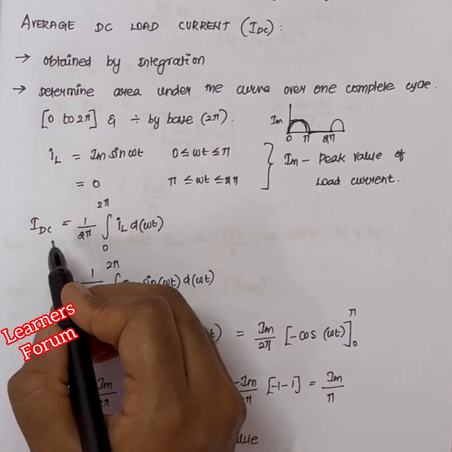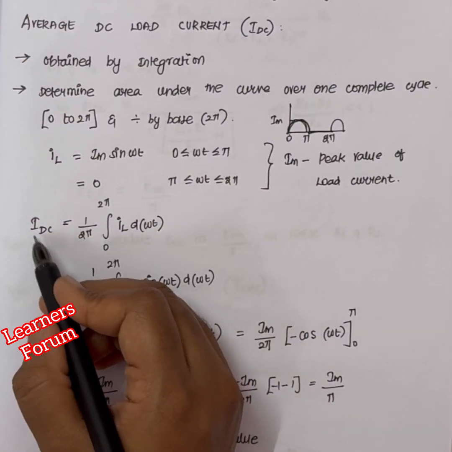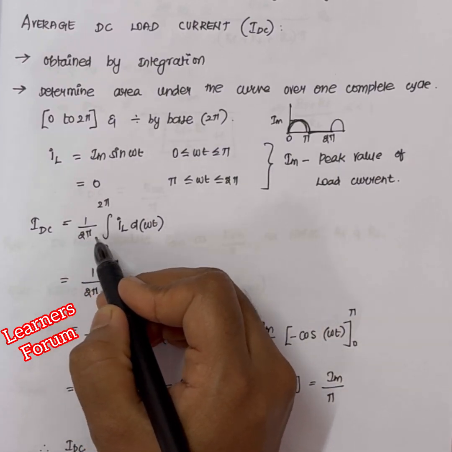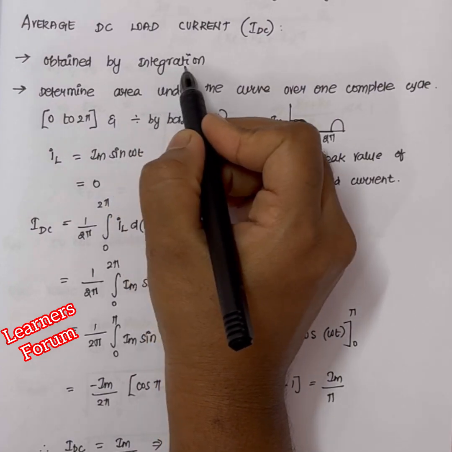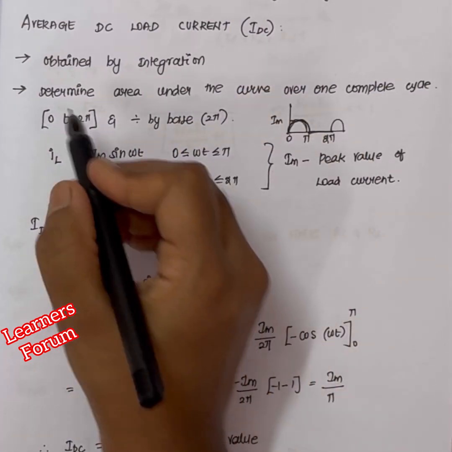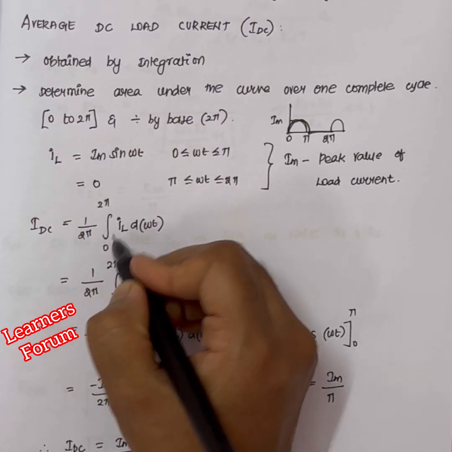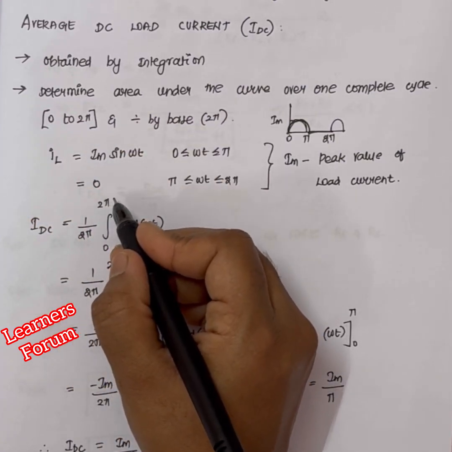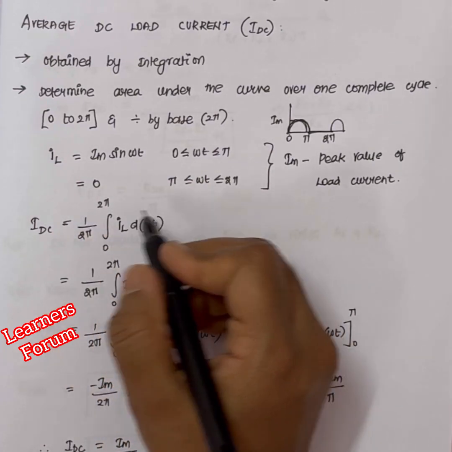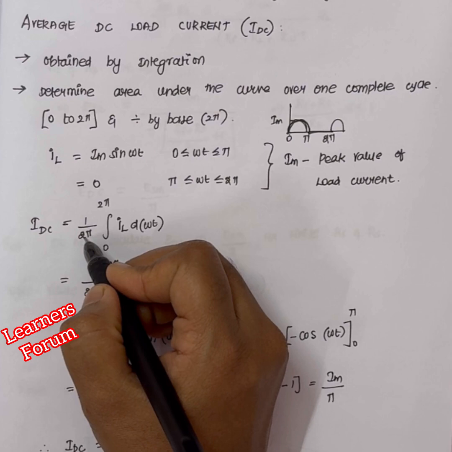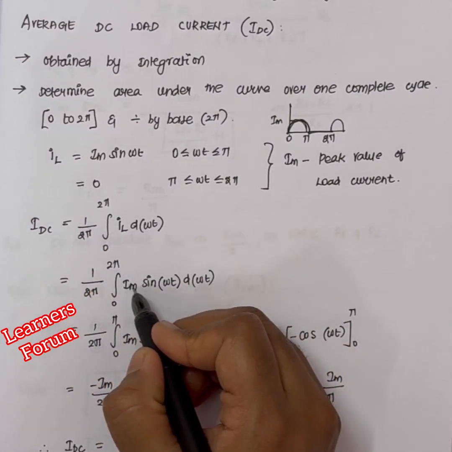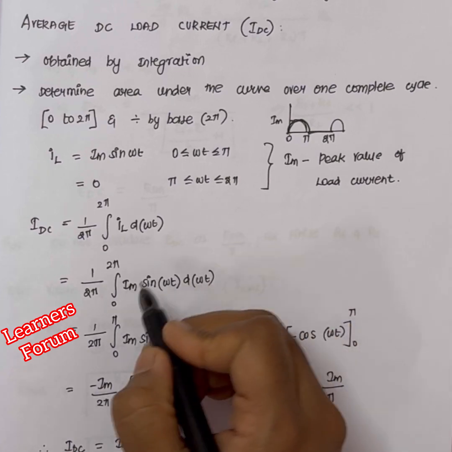So this is the value of load current. Now to calculate the average DC load current IDC, we have to integrate with respect to the base, which is 2 pi. The integration is taken over the limit from 0 to 2 pi of the load current IL d omega t, and we divide it by the base value, so 1 by 2 pi. Substituting the value of IL, it is Im sin omega t d omega t.